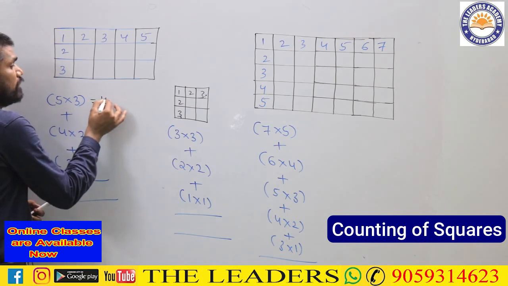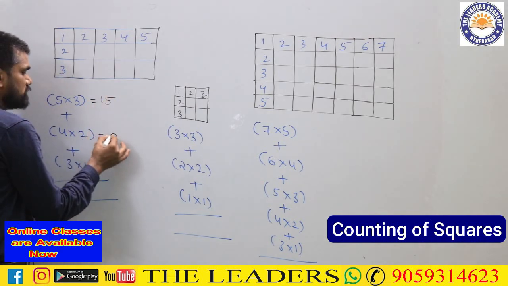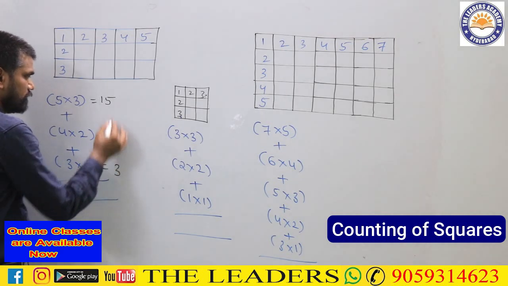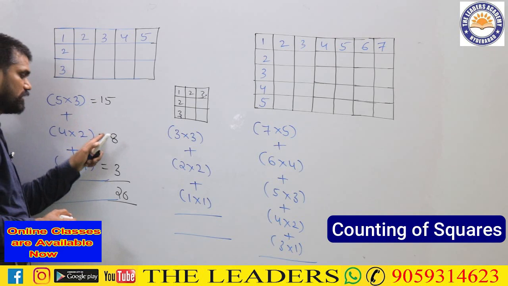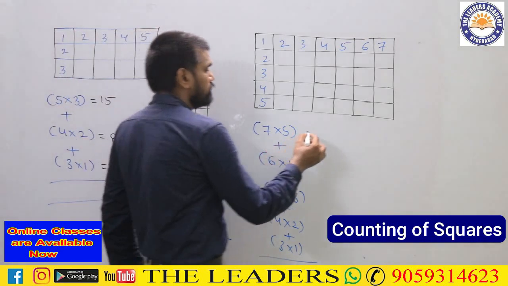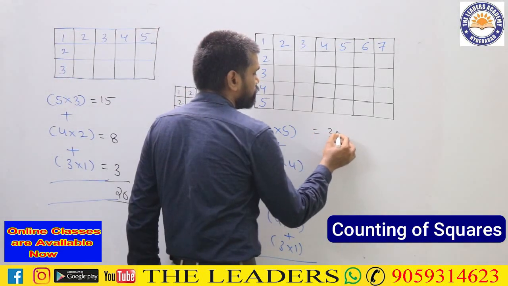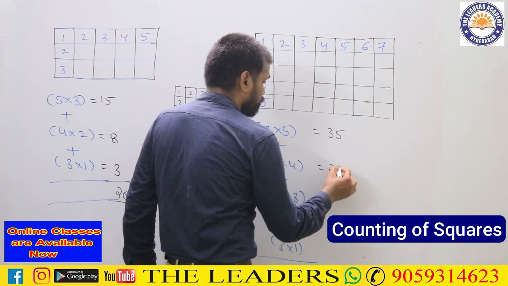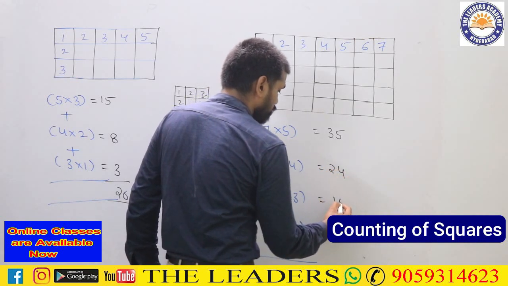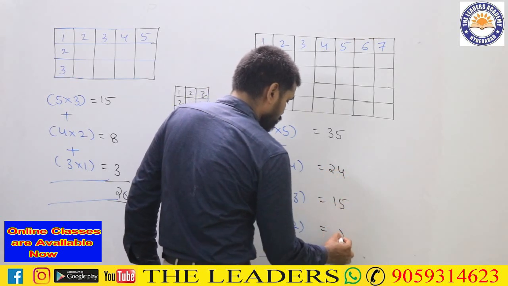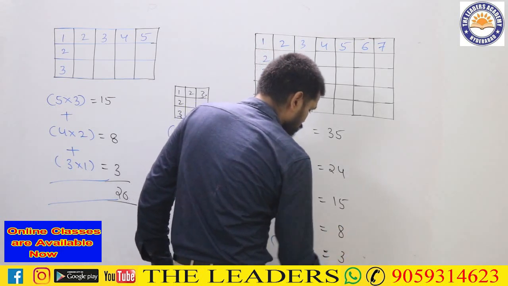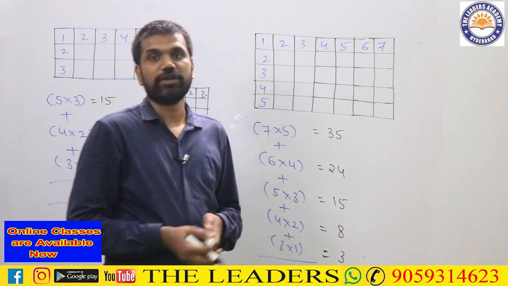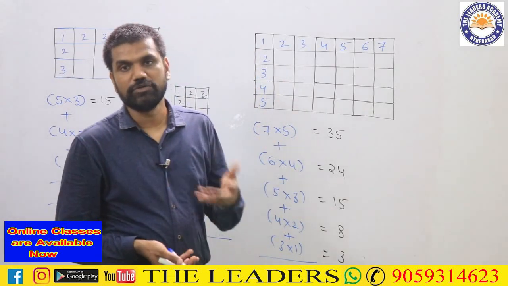Here it is giving me 15 plus 8 plus 3. In total it is adding up to how much? 26. 23 plus 3. Similarly here, this is 35. This is giving you 24. This is giving you 15. This is giving you 8. This is giving you 3. In total how much? You simply go for adding the total numbers, that will give you the answer here.